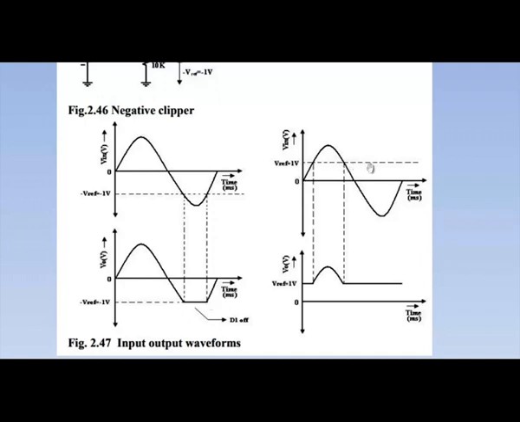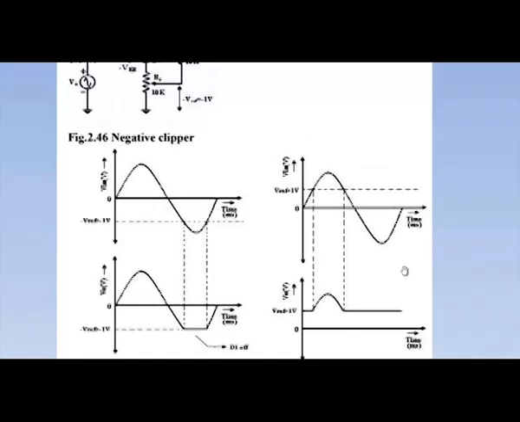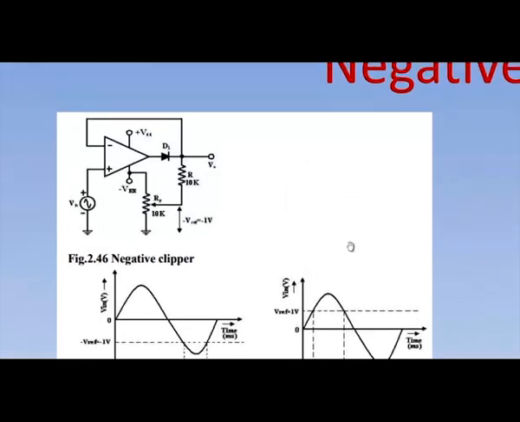Similarly, if the V reference voltage is positive, then the voltage above it is obtained at the output. Whatever input signal is above the V reference is obtained at the output, and the input voltage which is lesser than the V reference is clipped away. This is for the negative clipper circuit. So, how the circuit will work for a positive and a negative V reference, we can just discuss.